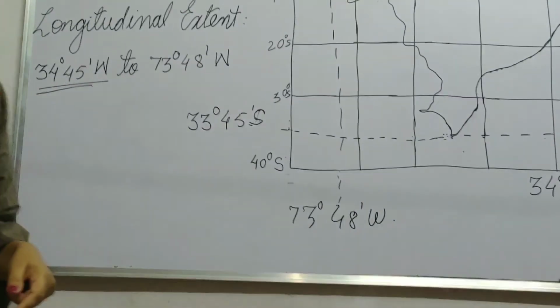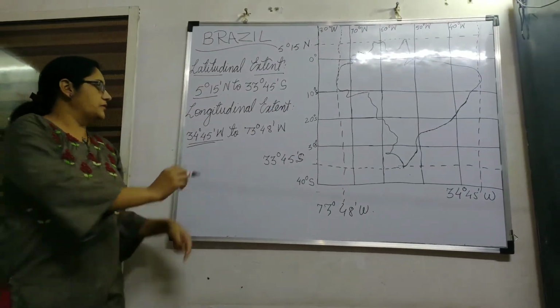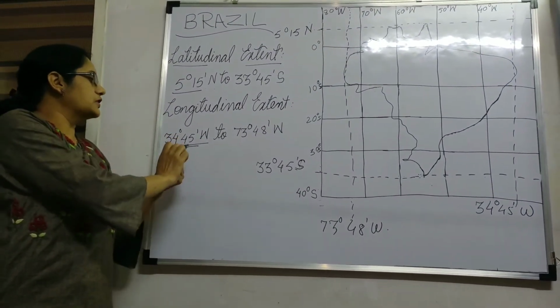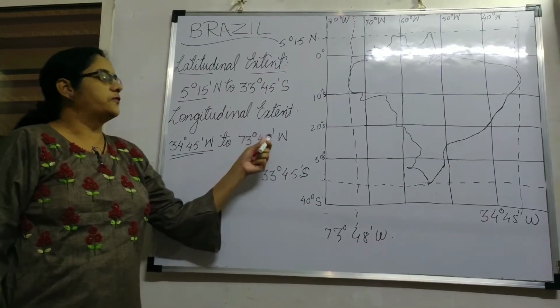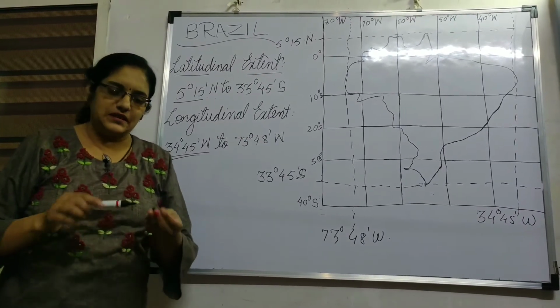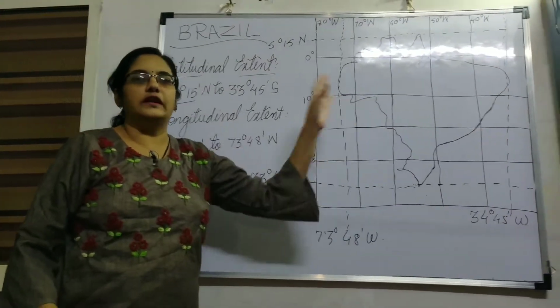So I can describe the longitudinal extent of Brazil as from 34 degree 45 minutes west to 73 degree 48 minutes west. So this is how we can use the graticule to locate any place.